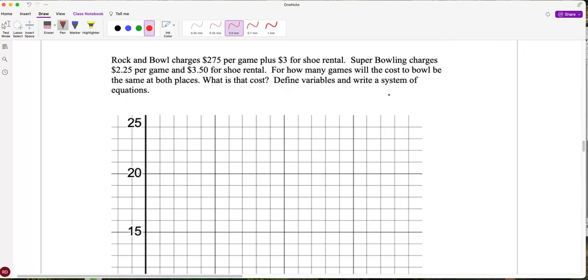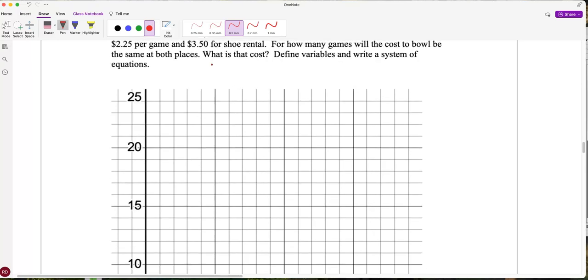Let's take a look at this word problem. Rock and Bowl charges $275 per game plus $3 for shoe rental. Super Bowling charges, so I think this should be $275. Okay. Super Bowling charged $225 per game and $350 for the shoe rental. For how many games will the cost to bowl be the same at both places? What is the cost? Define the variables and write a system of equations.